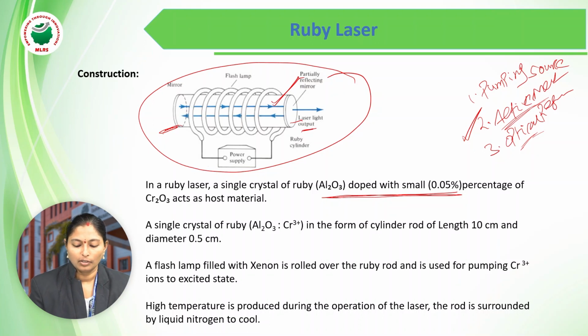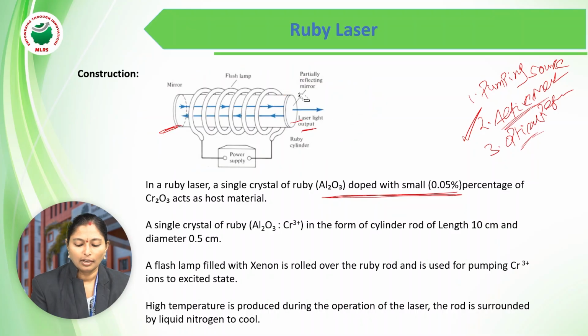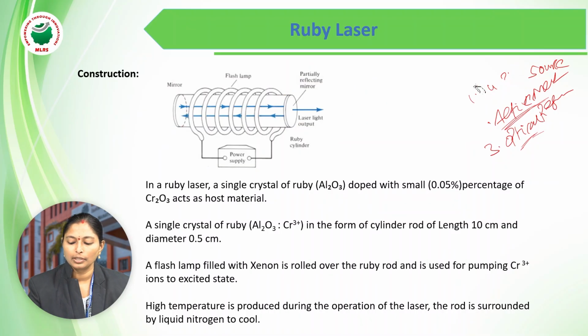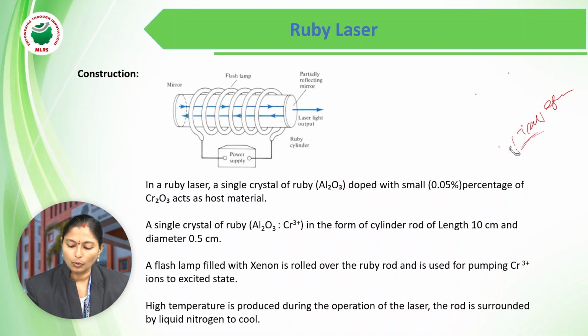First, again we will see. Let us consider a ruby rod. Ruby rod means this is a crystal. That means ruby here is aluminum oxide doped with chromium.